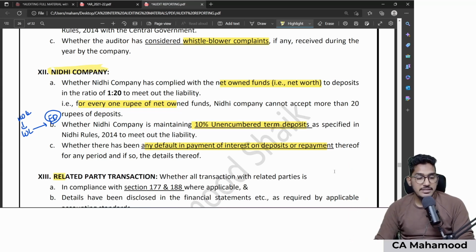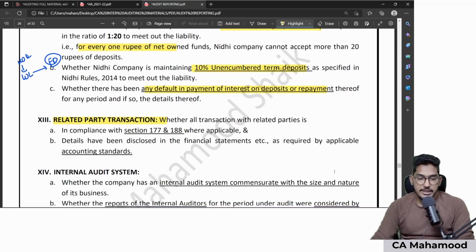Next, the 13th point is regarding related party transactions. In case your client has entered into any related party transaction, you need to check whether those related party transactions are as per sections 177 and 188 of the Companies Act. And regarding related party transactions, there are many disclosure requirements as per accounting standards. I need to check whether all those disclosure requirements are given in the financial statements or not. That's all: compliance with the Companies Act and disclosure requirements as per accounting standards.